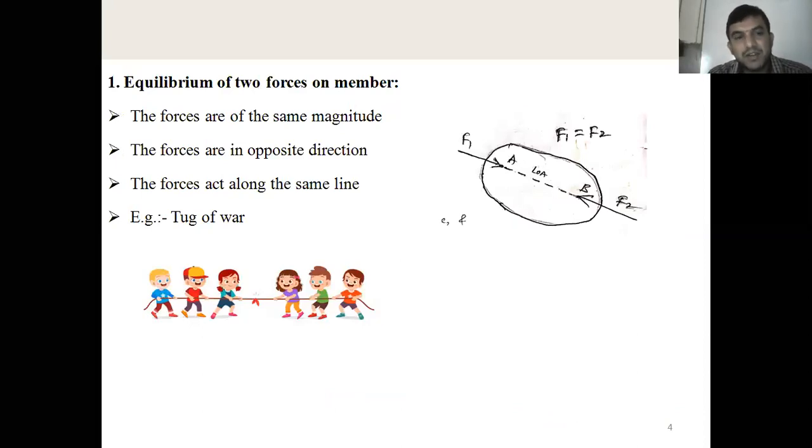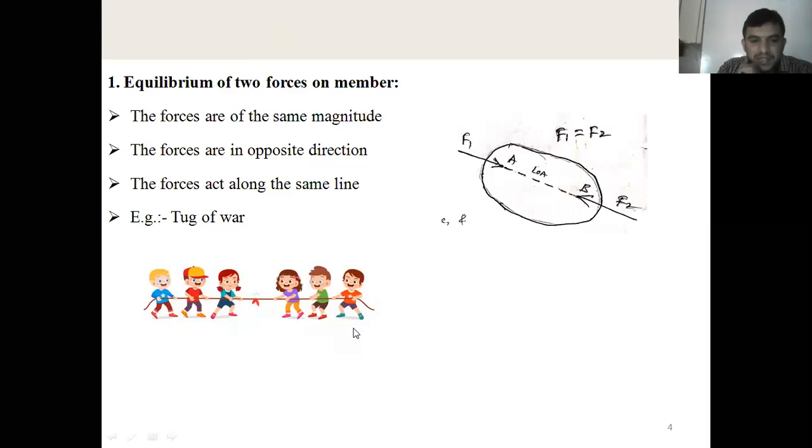Well, the static equilibrium equations: vector sum of all the forces equal to 0 and vector sum of all the moments about an arbitrary point equal to 0. Then suppose a member or a body is subjected to only two forces, how do you make it equilibrium? How do you make it steady state?